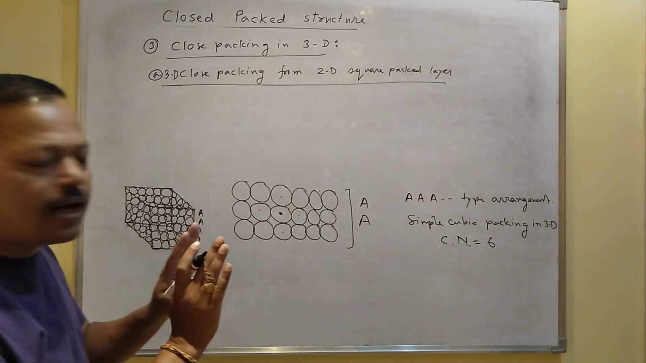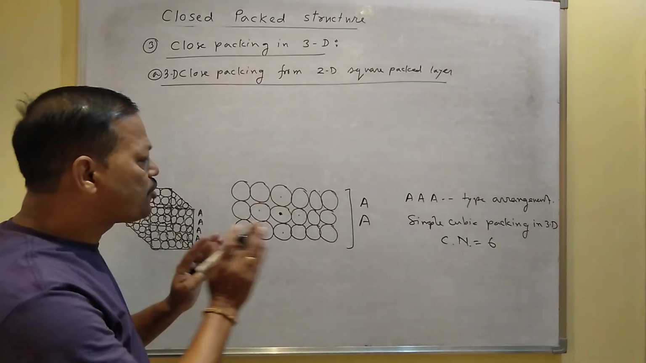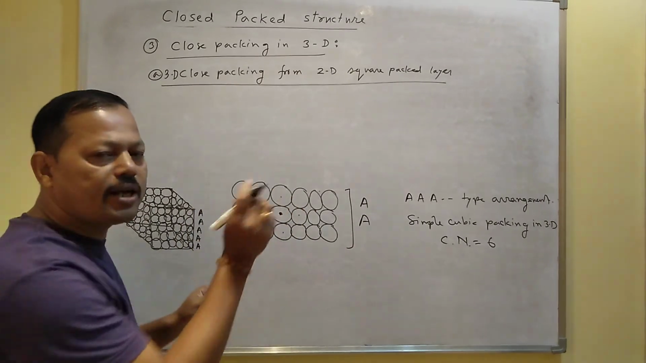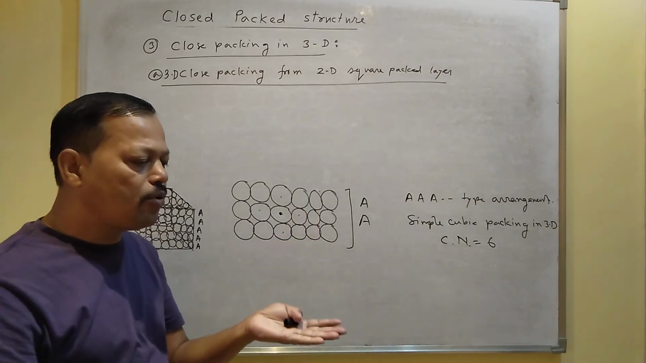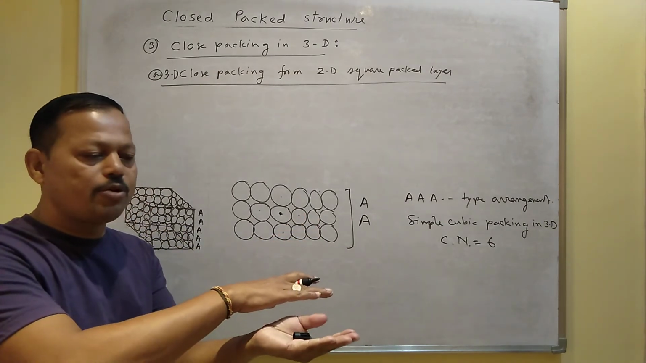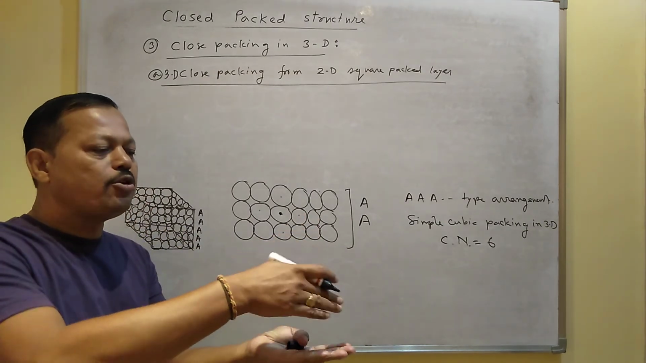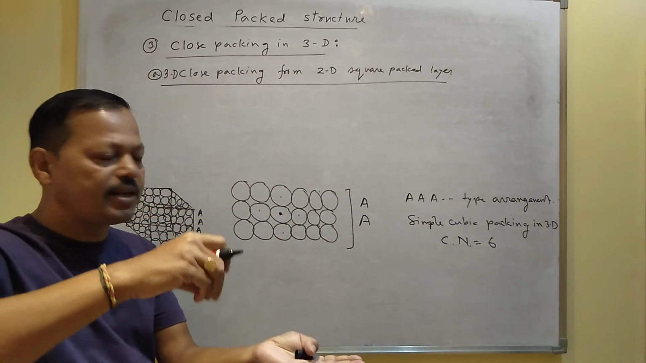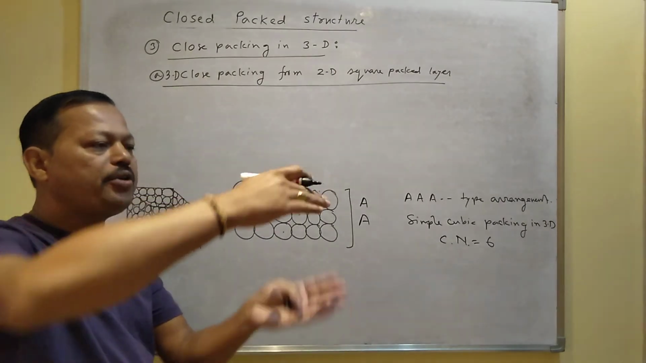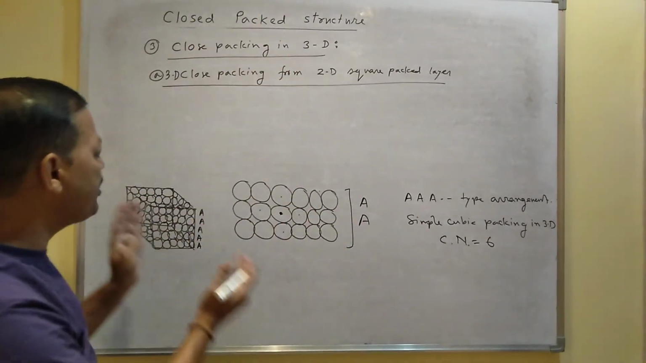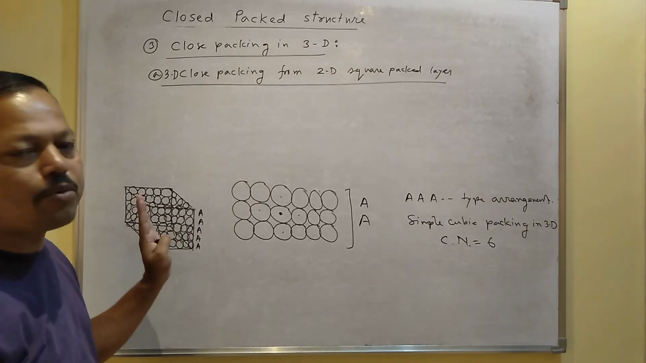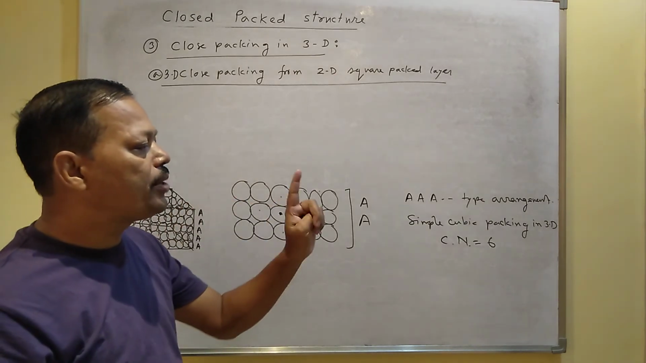Actually, it is very difficult to draw the 3D structure on the board. That's why you just have to imagine the structure. You consider the particle as a marble, and you can take some marbles. First you place one layer of marbles, then you place another layer exactly above the first layer, then you place the second layer. When you arrange the marbles this way, you will get this type of packing, and it will form a simple cube, and that's why this type of packing is called simple cubic packing in 3D.